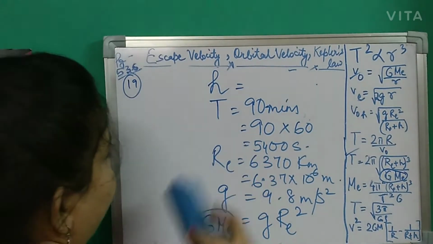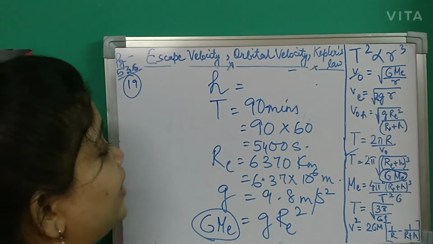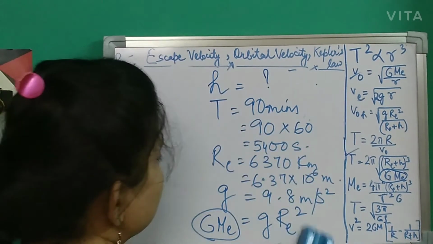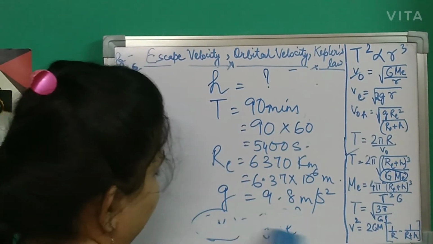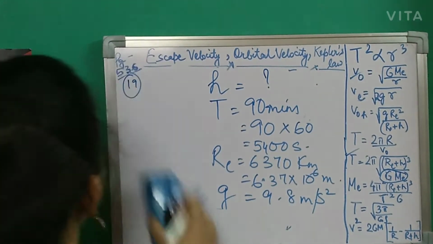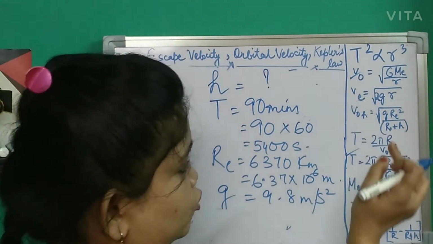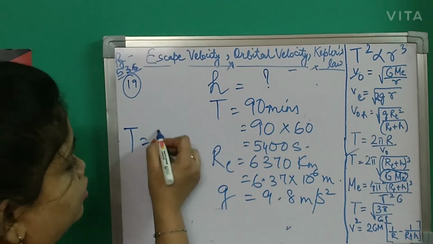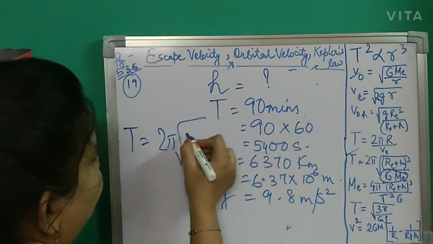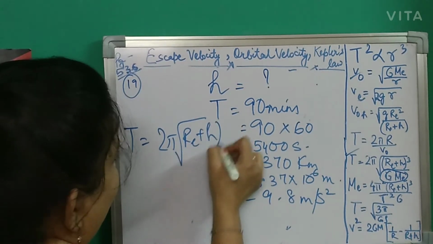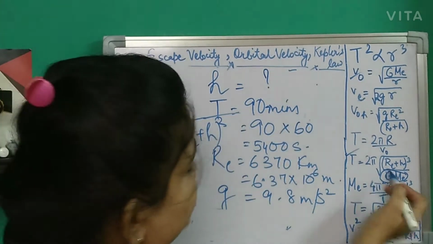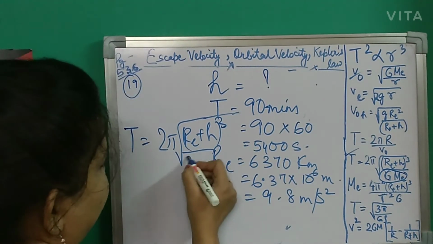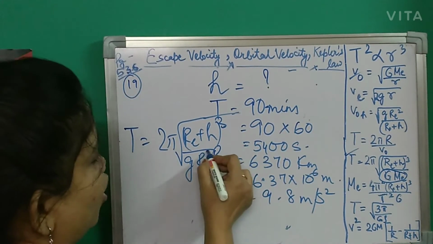Basically here you have to find the height, h is asked for. Let me write down the formula for you. Our formula is T is equal to 2 pi, and then we can just square it. Let me first write down, then I'll show you how to do it. So 2 pi root over of RE plus H whole cube, and instead of GME, since G and ME is not given to us, we will express it in terms of g RE whole square.